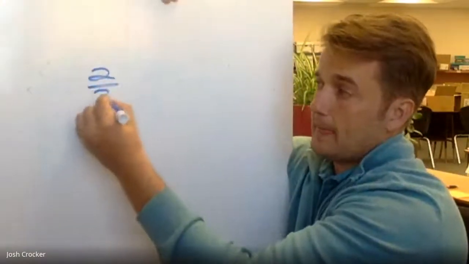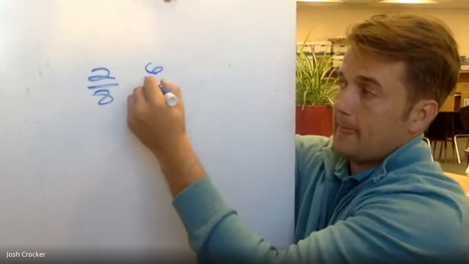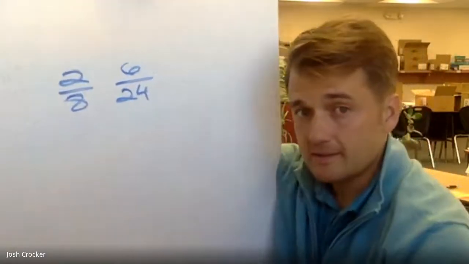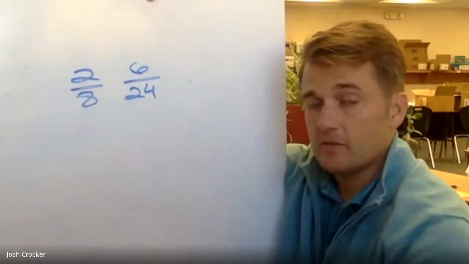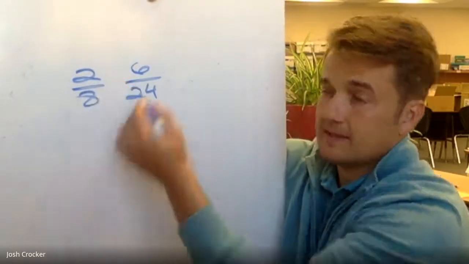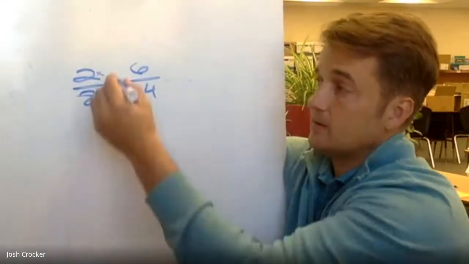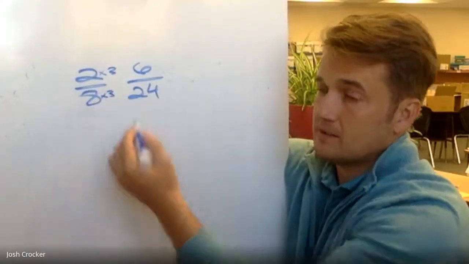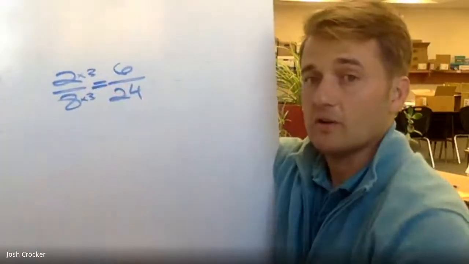At the same time, if you have two fractions and you want to see if they are equivalent, then you can see if you can multiply the first number and get the other number. Like if 2 times something made 6, well, it would be 3. 2 times 3 is 6. So if I do the same thing down here, 8 times 3 is 24. So that worked. Those two fractions are equivalent.